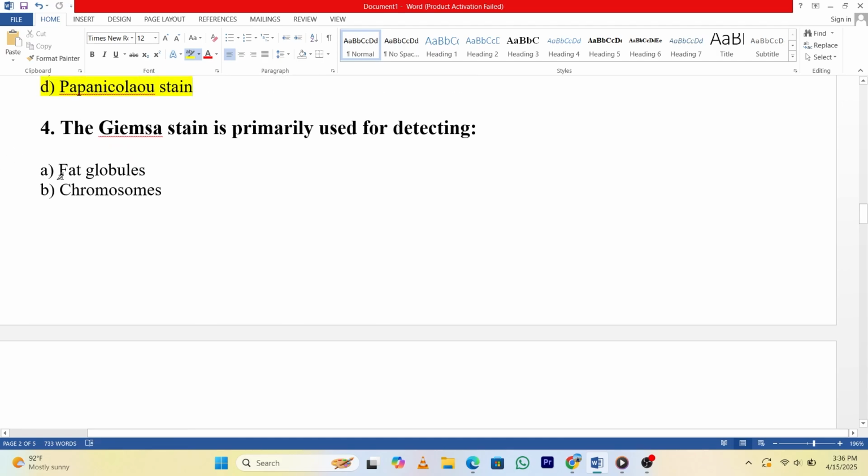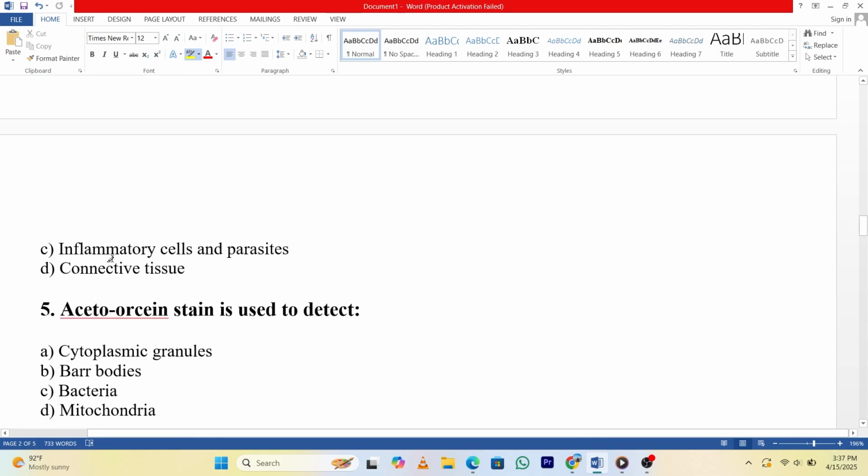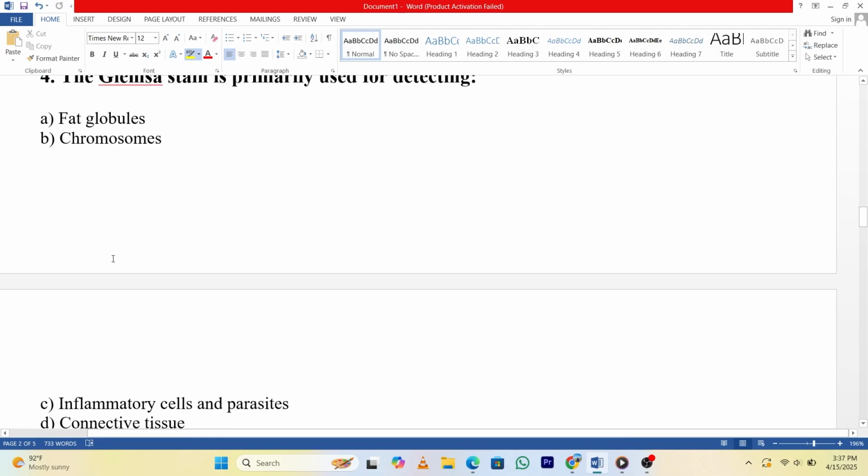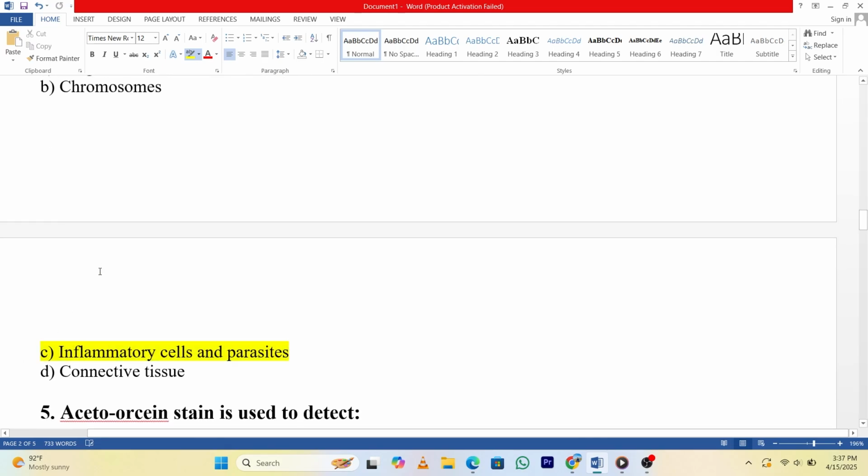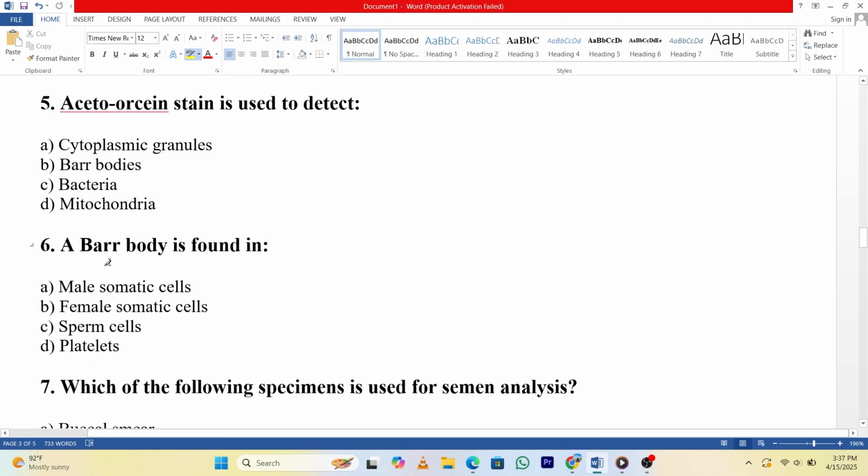Fat globules. B. Chromosomes. C. Inflammatory cells and parasites. D. Connective tissue. Answer: C. 5. Acetoarsine stain is used to detect A. Cytoplasmic granules. B. Bar bodies. C. Bacteria. D. Mitochondria. Answer: B.